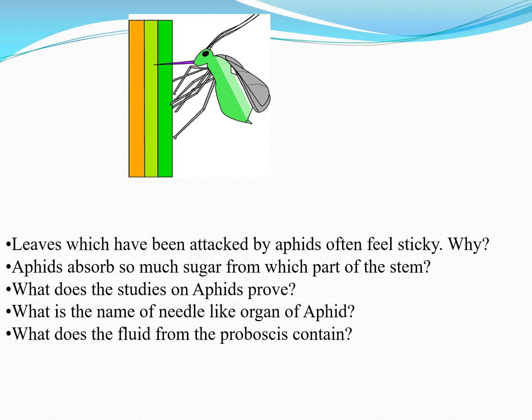Second question, aphids absorb sugar from which part of the stem? Aphids absorb sugar from phloem. Third question, what do the studies on aphids prove? Biologists studied aphids to prove that food transportation in plants occurs through phloem sieve tubes. Next question, what is the name of the needle-like organ of aphid? It is called proboscis. Aphids possess proboscis through which they suck the food from stem of the plant.